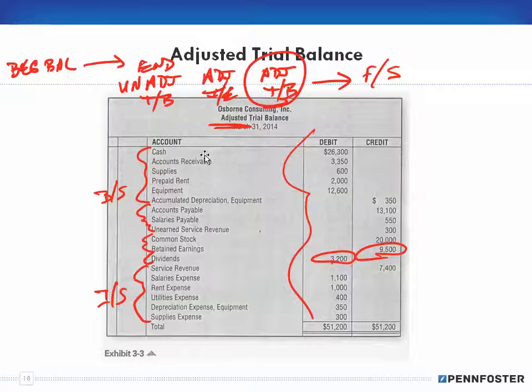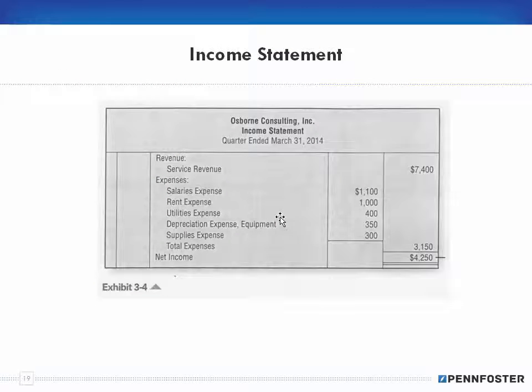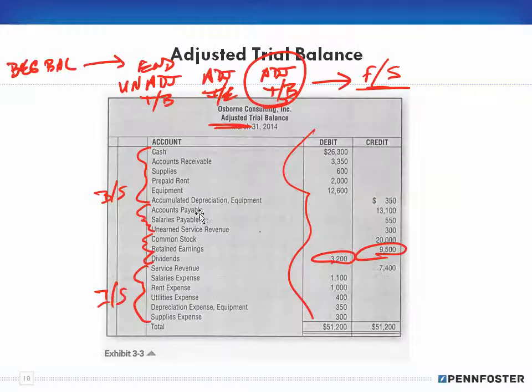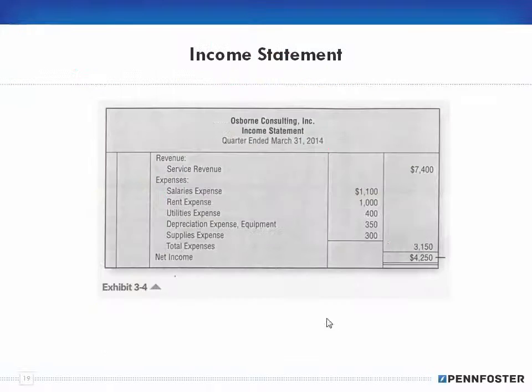So how does this help us? I mean, we're at this adjusted trial balance and I'm saying, oh, we need to create our financial statements. Okay, so you start out with your income statement, right? And the income statement has revenues and expenses. Well, if you look here, you can see for revenues, I have 7,400 and then 1,100, 1,000, 4, 350, 300. Well, notice that that's what is on our income statement, 7,400, 1,100, 4, 350.